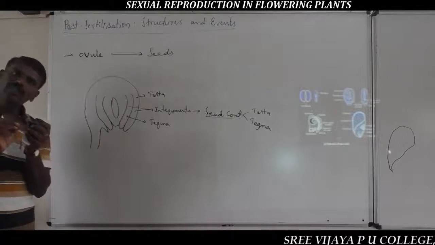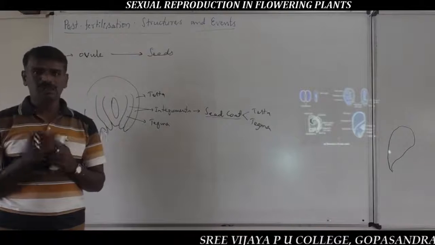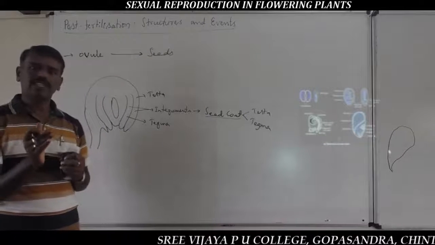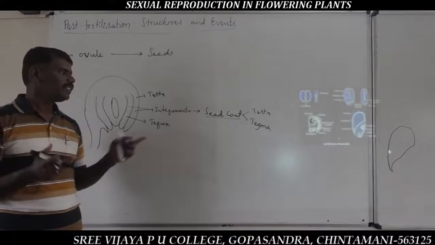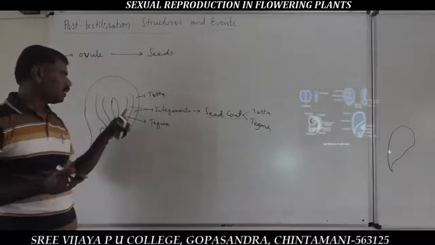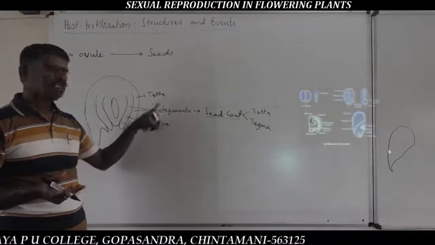When you remove the seed coat of a seed, it has a little bit of various color and nature. You can differentiate it easily, as in tamarind seed and groundnut seed. So those are the two integuments which develop into the seed coat.